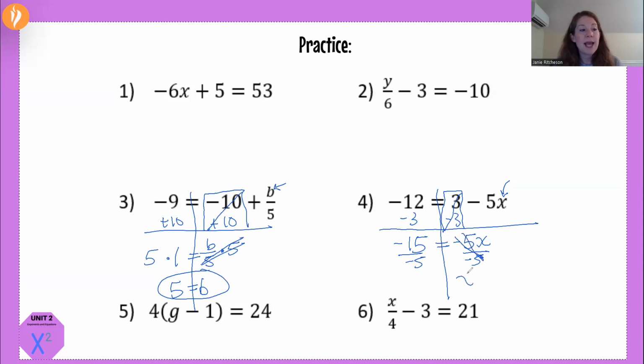1 times x is x, and negative 15 divided by negative 5 is positive 3, you guys. Positive 3. All right, let me get rid of all these markings.